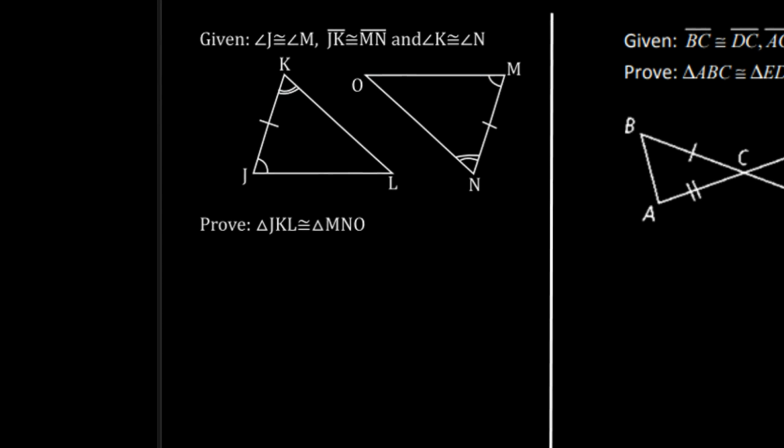It says given angle J is congruent to angle M, JK is congruent to MN, and angle K is congruent to angle N. Prove triangle JKL is congruent to triangle MNO. So what should we do first? Mark it up. Is angle J marked congruent to angle M? Yes. Is JK marked congruent to MN? And is angle K marked congruent to angle N? Is there anything else in this picture that should be marked congruent that isn't, like a reflexive side, vertical angles, or parallel line angle pairs? No, there's none of that.